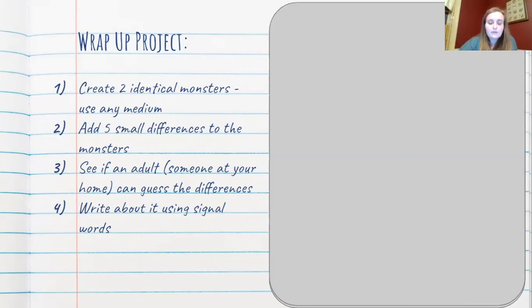Then you're going to go to an adult or someone at your home, grandma, grandpa, mom, dad, babysitter, older brother, someone who's at your house with you, and see if they can guess the differences between your two monsters. Then, finally, you're going to write about it using your signal words. So I'm going to show you an example of what mine looks like.